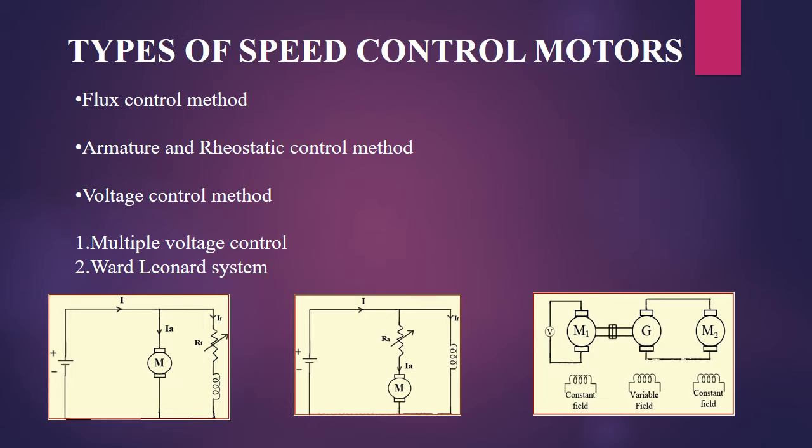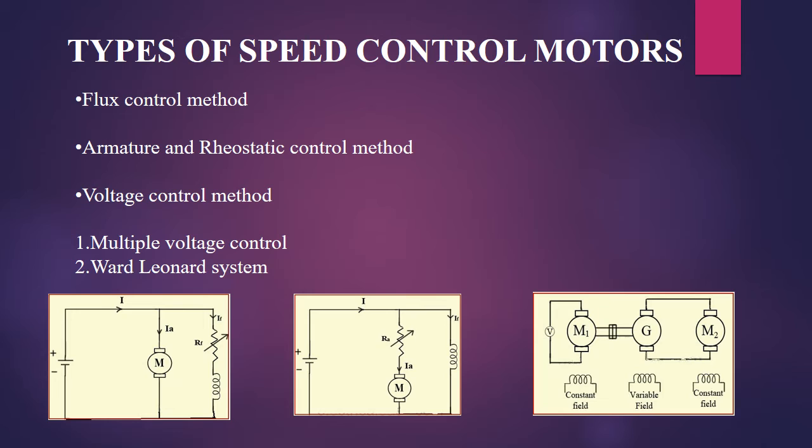Multiple voltage control. In this method, the shunt field of the motor is connected permanently across the fixed voltage source. So the armature can be connected across several different voltages through a suitable switchgear. So voltages applied across the armature can be changed. Intermediate speeds can be obtained by means of the shunt field regulator.